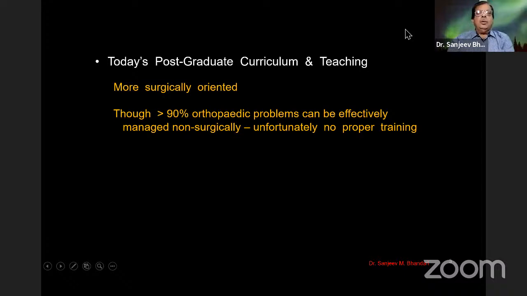Yeah, so over the last 35, 40 years, I can say confidently that more than 90% of common orthopedic problems can be effectively managed non-surgically. But when I was a PG teacher for the last 15, 20 years, I have noticed that students are extensively interested in only learning the surgeries, the surgical skills and the techniques. But when you want to teach them some conservative means, they are not that enthusiastic.